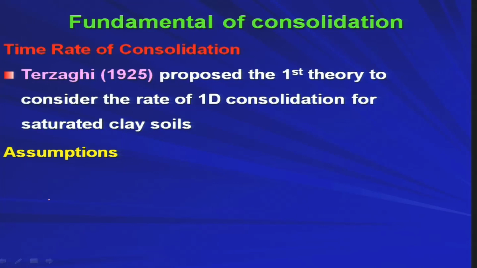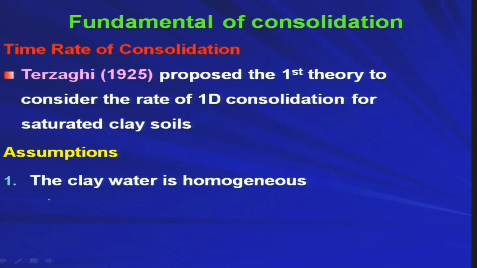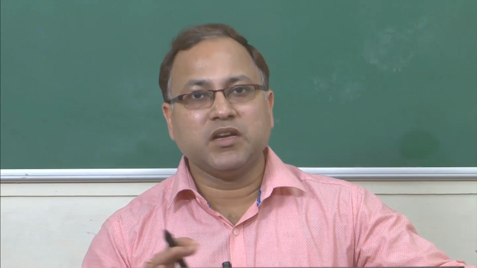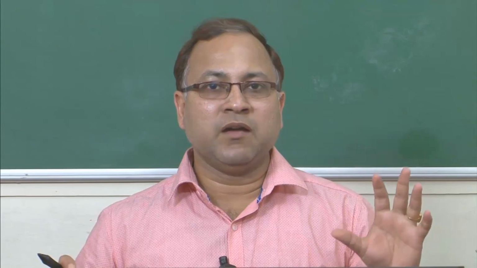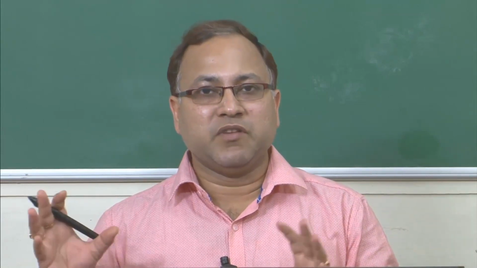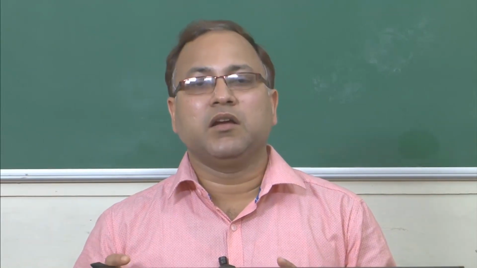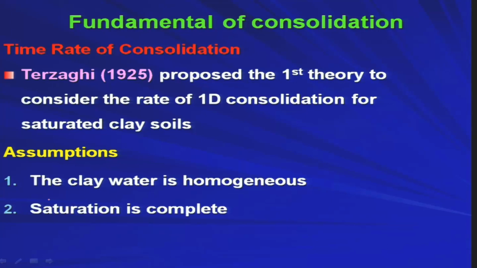Now, what are the different assumptions? First, the clay water is homogeneous. The clay water being homogeneous means the clay is completely saturated, that means you do not have different types of fluid present in the soil. Whatever water is there is completely homogeneous and the clay is completely saturated. As I told you, complete saturation is required, so you do not have any partially saturated soil.